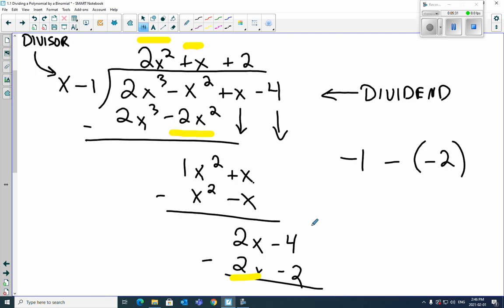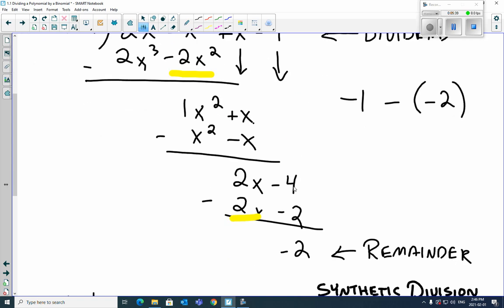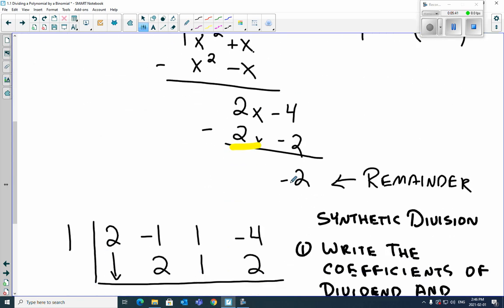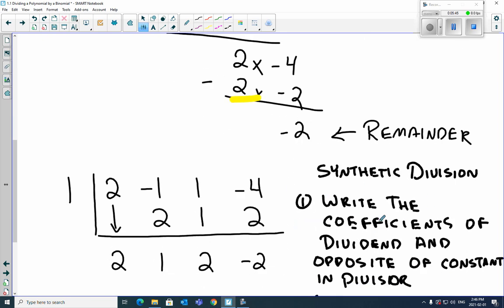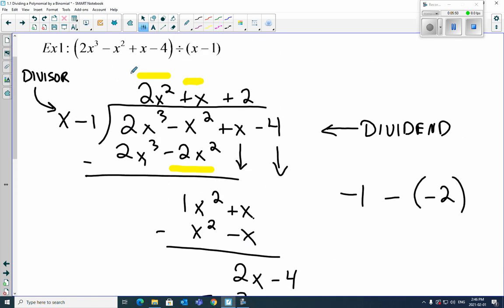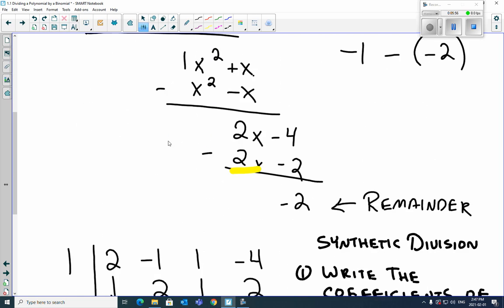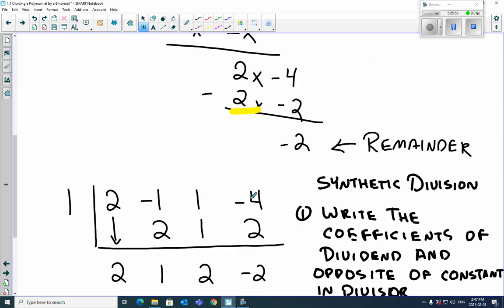Now, that is a long process. And you need to know how to do that because it really helps you with stuff later on. But this is only an x cubed. We can do x to the 4s and x to the 5s, and it's just going to take a while. So we're going to do synthetic division. When we do synthetic division, we only worry about the coefficients of the dividend. So look back up here, the coefficients. We have a 2, a negative 1, a positive 1, a negative 4. So they go right there: 2, negative 1, positive 1, negative 4.